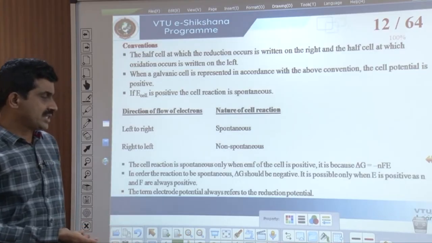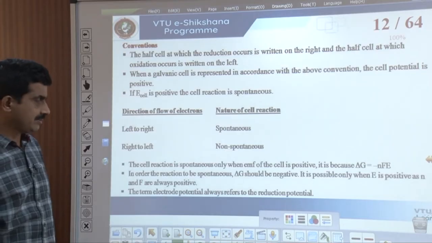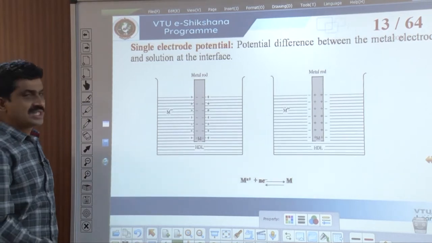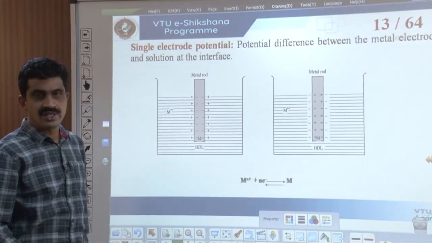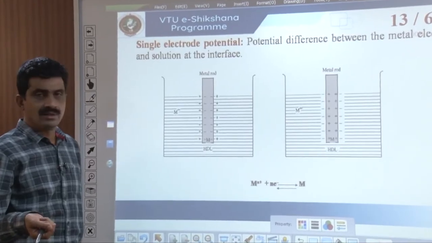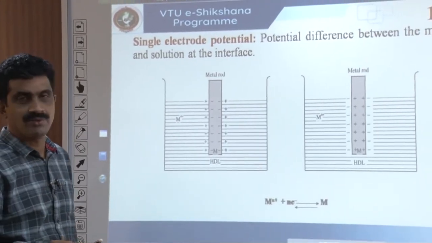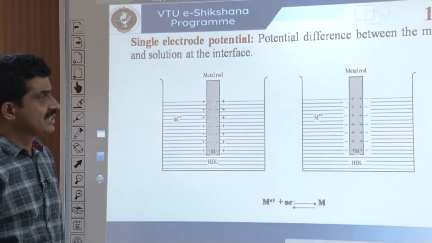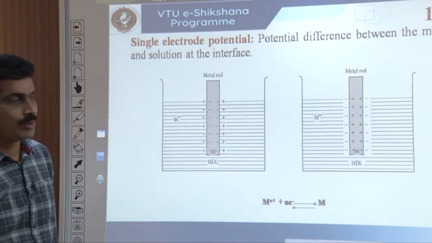The term electrode potential, whenever we say electrode potential, it always refers to the reduction potential. So, now we shall derive the Nernst equation for single electrode potential. In 1889, Nernst derived an equation that relates the concentration of a solution to its EMF. Before we derive the Nernst equation for single electrode potential, we shall understand the meaning of single electrode potential, what the single electrode potential is.